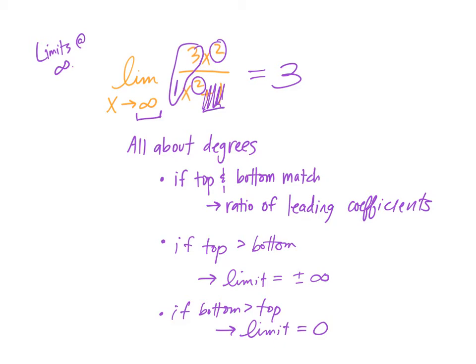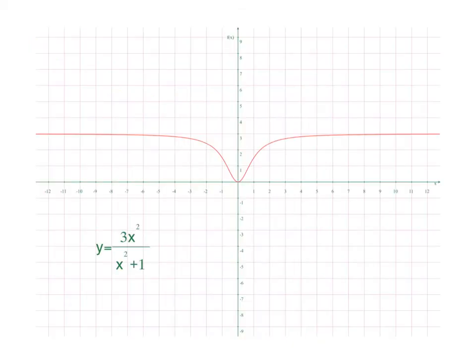So let's check out a picture of 3x squared over x squared plus 1. So here we have the matching coefficients of 2. 3 over 1 is all that matters. So you can see this graph approaches y equals 3 in both directions. That's just another visual confirmation of what we found.